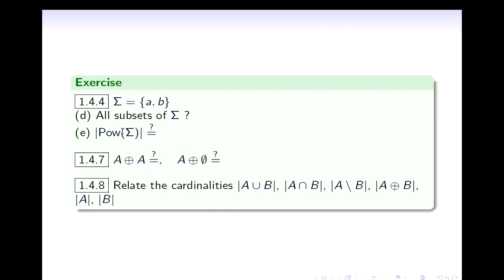4. Yes, it is 4. The power set is all the subsets in sigma, and therefore the size would indeed be 4. Maybe that question was too simple. Let's have a look at this exercise.